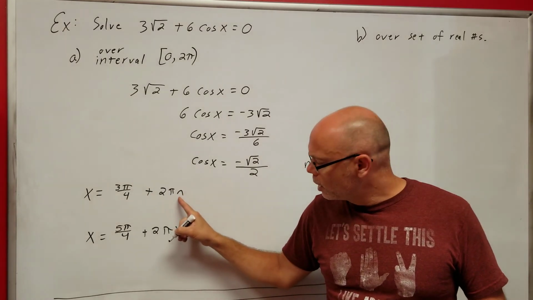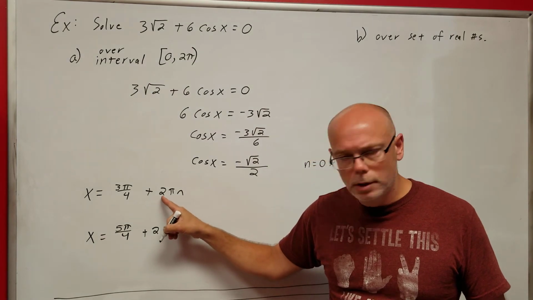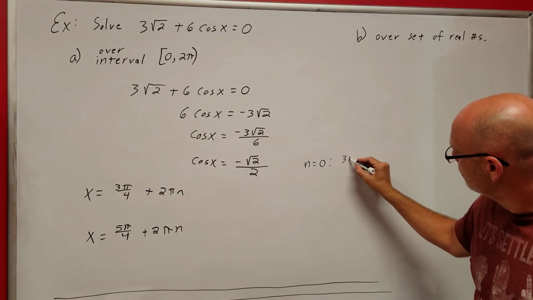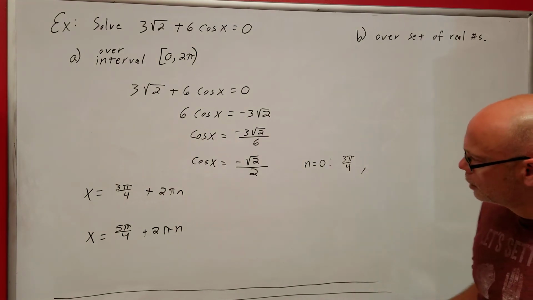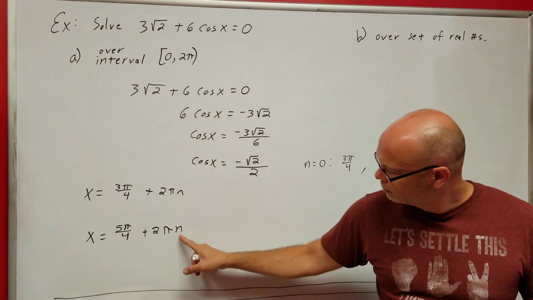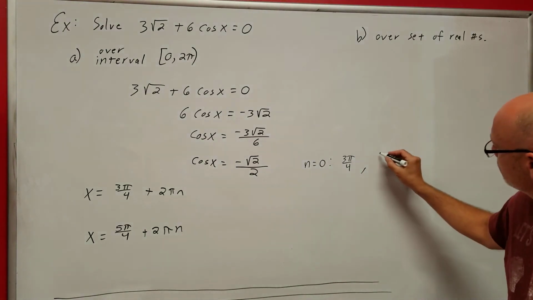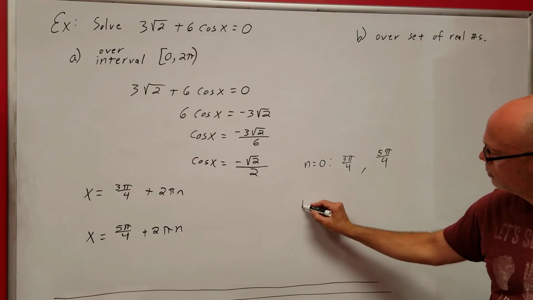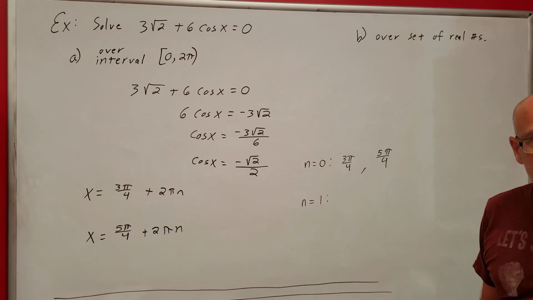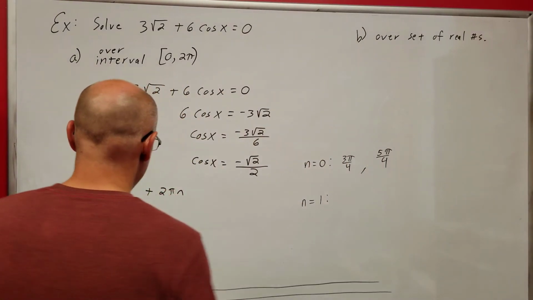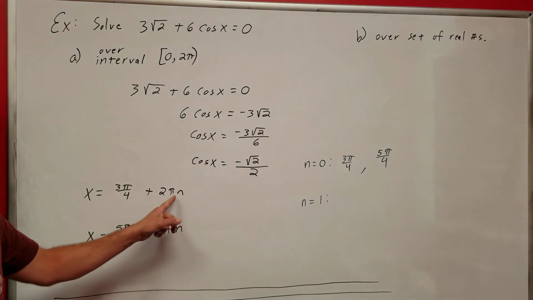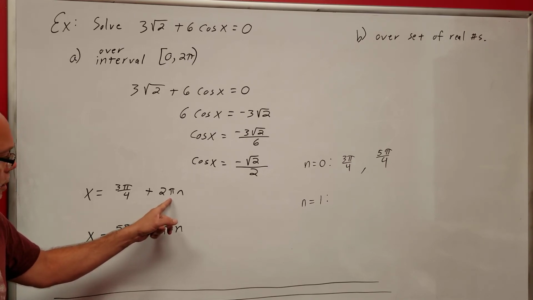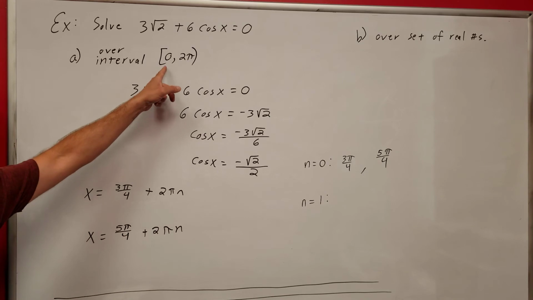If n is equal to 0, then 0 times 2 pi is 0, plus 3 pi over 4 is 3 pi over 4. When n is 0 here, all this zeros out, I'm left with 5 pi over 4, right? How about when n is equal to 1? I have 2 pi here. 3 pi over 4 plus 2 pi. Well, what does that give me? That gives me something that's too large, right?